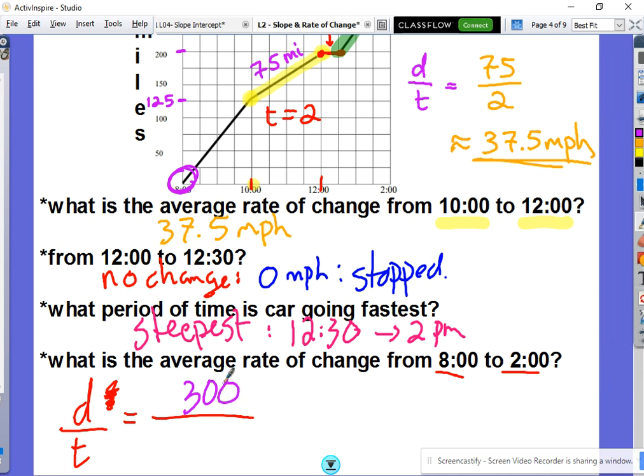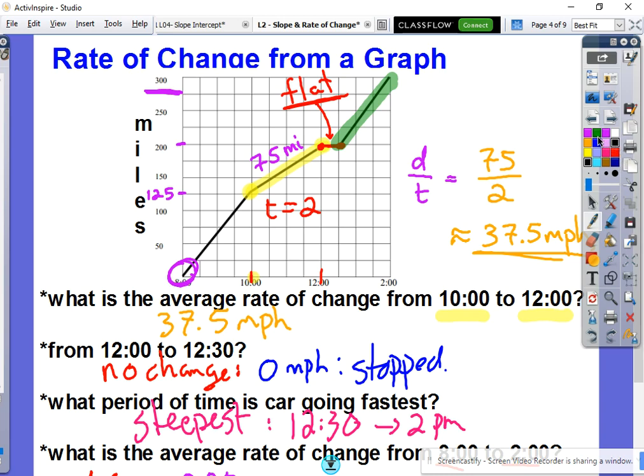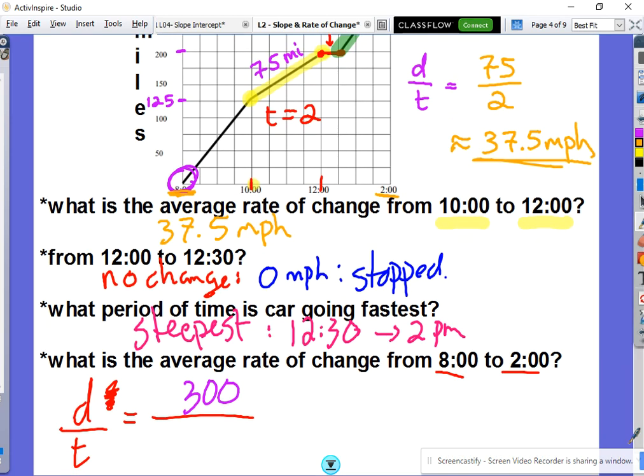Now, how long has it taken me to drive that total amount of 300 miles? Well, from 8 o'clock in the morning to 2 o'clock in the afternoon, that's a total of 6 hours. So hopefully you've got a 6 for 6 hours down there. So 300 miles divided by 6 hours. If we simplify, that leaves me with 50 miles per hour. That's our rate of change. So anytime we look for our rate of change overall, we always go from the beginning to the end.